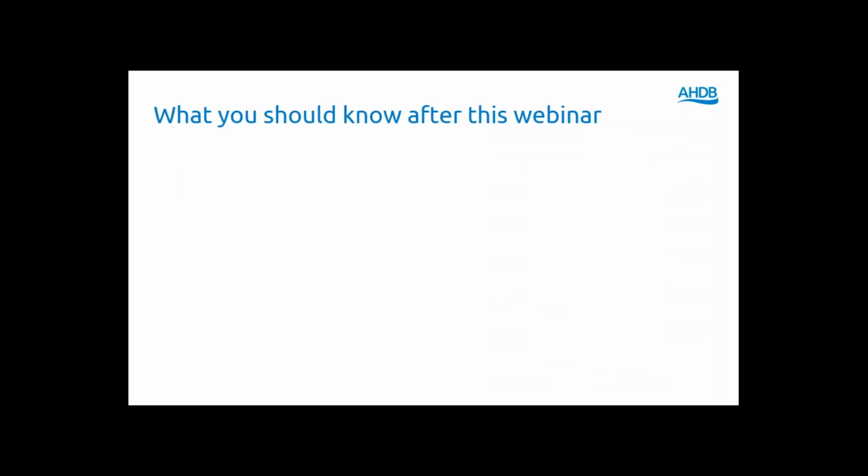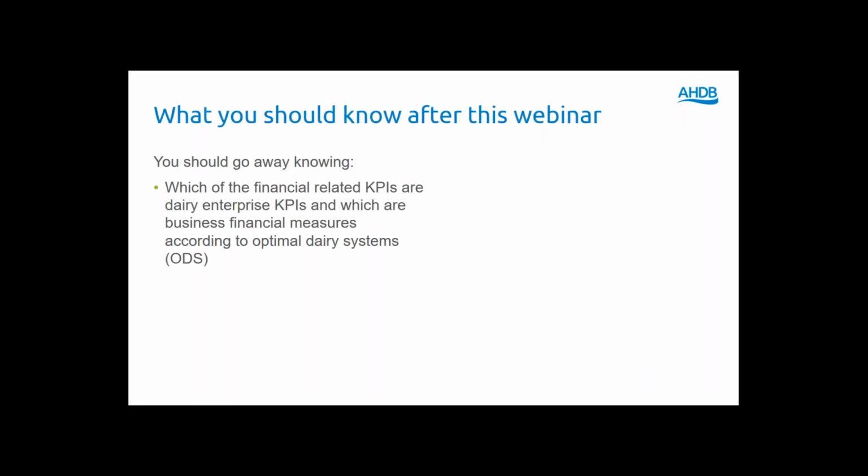Okay, right. So let's rock on, and let's go through this first slide about what hopefully you can go away knowing from what we're going to go through today. Well, firstly, you'll recognise which of those KPIs are financial related KPIs, and whether we class them as dairy enterprise KPIs or business financial measures, according to how we do it under the optimal dairy systems. Hopefully you'll also go away knowing why we've chosen those KPIs. What's our rationale behind including them? So those are the two key things hopefully you will go away knowing.